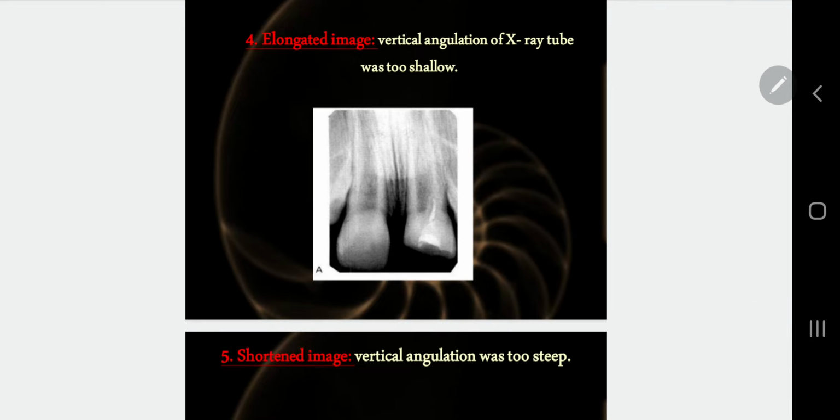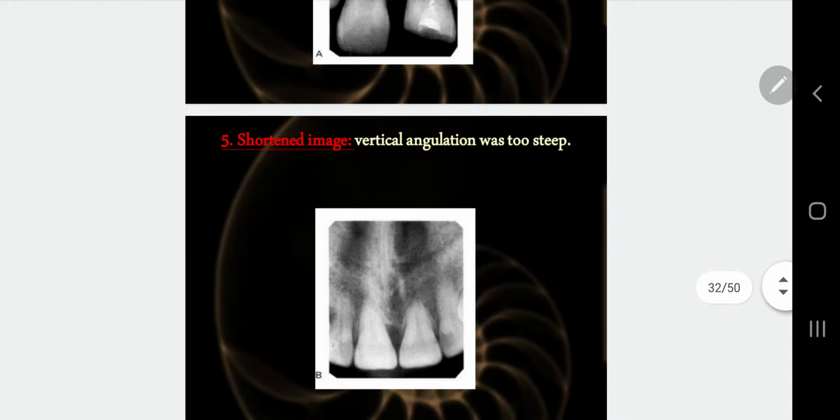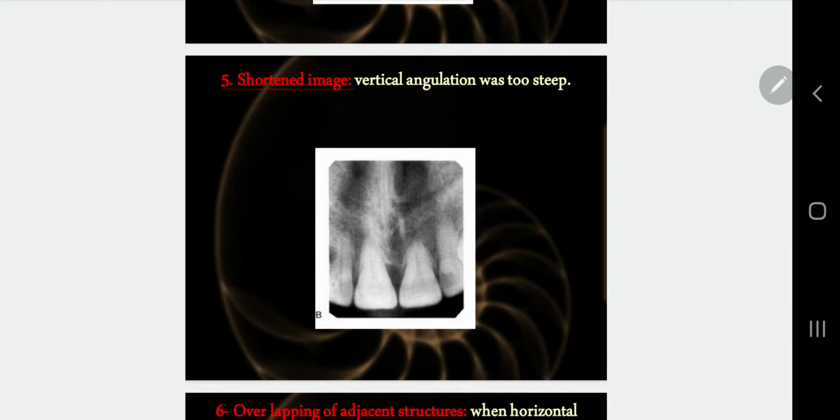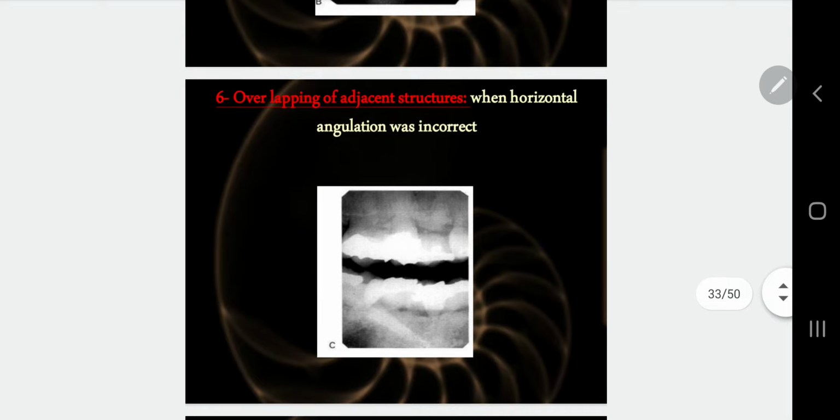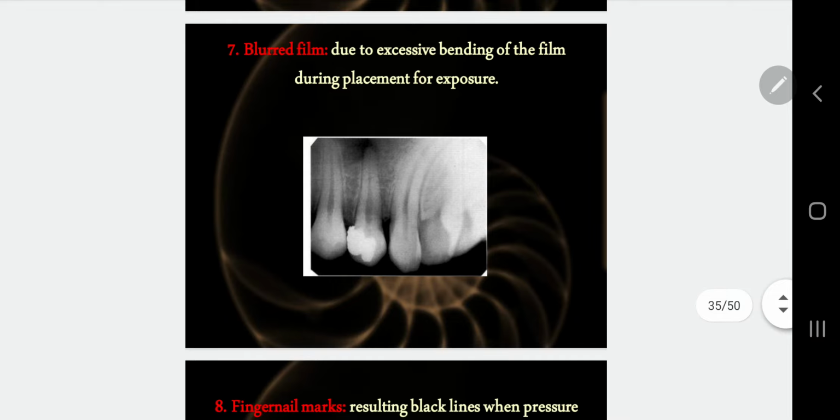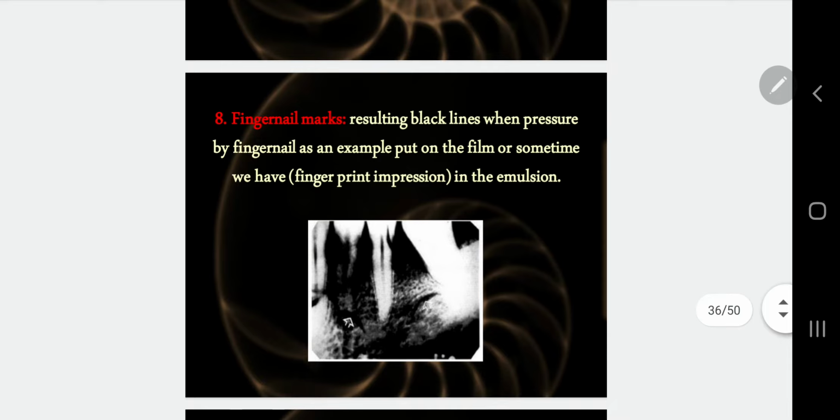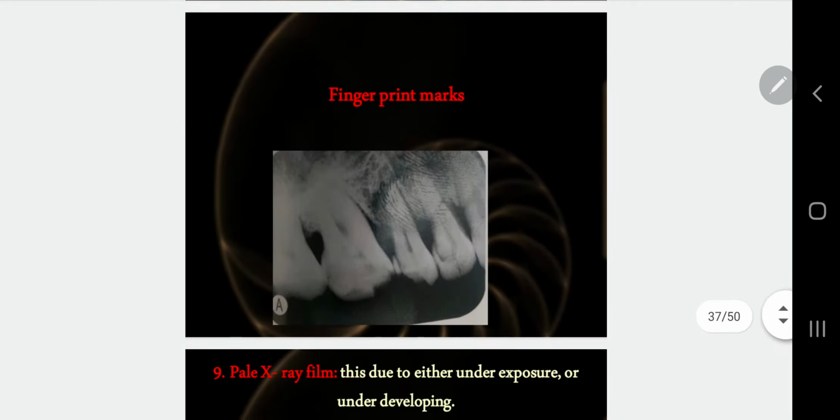Elongated image, vertical angulation of the X-ray tube was too shallow. Shortened image, vertical angulation was too steep. Overlapping, due to incorrect horizontal angulation. Blurred film, excessive bending of the film during placement for exposure. Fingernail marks, resulting in a black line when pressure from a fingernail is applied, for example, when putting in the film, or sometimes we have a fingerprint impression.